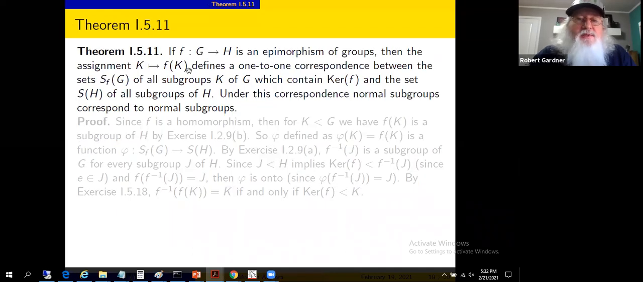Okay, the claim here is if F mapping G into H is an epimorphism of groups, then the assignment of K to F of K defines a one-to-one correspondence between the set S sub F of G of all subgroups K of G which contain the kernel of F, and the set S of H of all subgroups of H. Under this correspondence, normal subgroups correspond to normal subgroups.